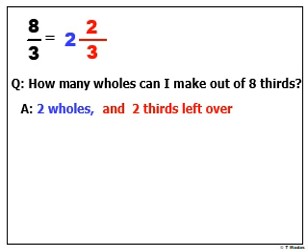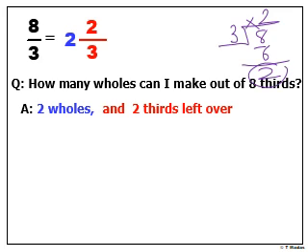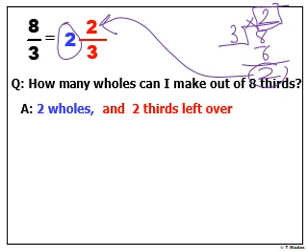What's 8 divided by 3? You can do it on the side, as if you are doing 8 divided by 3. 3 times 2, it's 6. You subtract, so 2 are left over. So how many wholes did we get? 2. What's the remainder? You put it on the top. So it's 2 over 3.